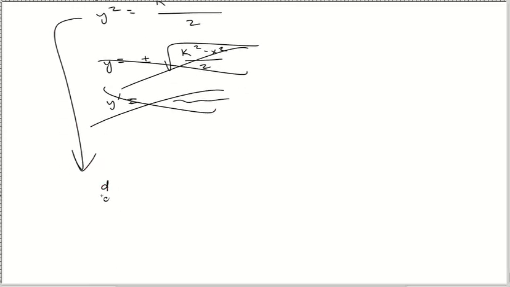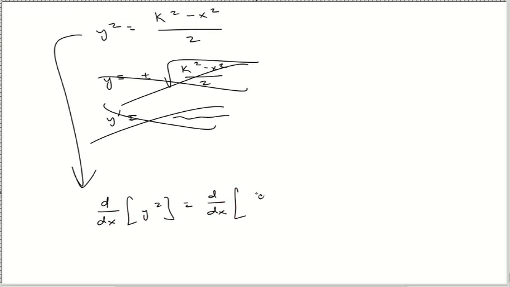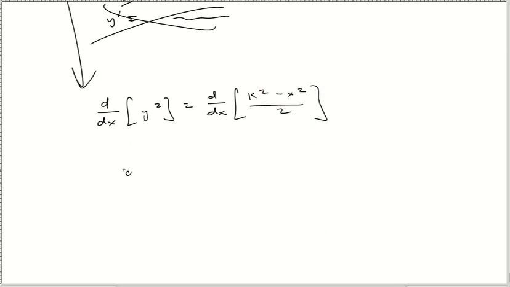What if instead I do a derivative at this point on both sides? Basically, I'm doing, here we go, like this. I do a derivative on both sides. I take the derivative implicitly. 2y, y prime. On this side, the 1/2 can come out to the front. The k actually just goes away. And so then I got a negative 2x. The 2s cancel. So 2y, y prime is equal to negative x.